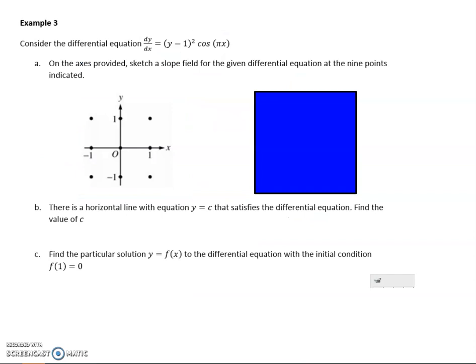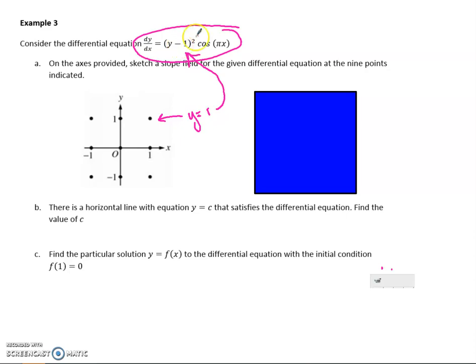Okay, so in this one, we're going to do a little bit more with it. So here's my relationship. Whoa, I've got some cosines. That's fine. I've got some y values. It says on the axes provided, sketch a slope field for each of the 9 points. See them all? Okay. So the first thing I'm going to do is try all these values up here, where you'll notice all of these have a y value of 1. Why is that so nice? What's going to happen when you plug in 1? You're going to get 0 squared times cos. Well, who cares what this is?